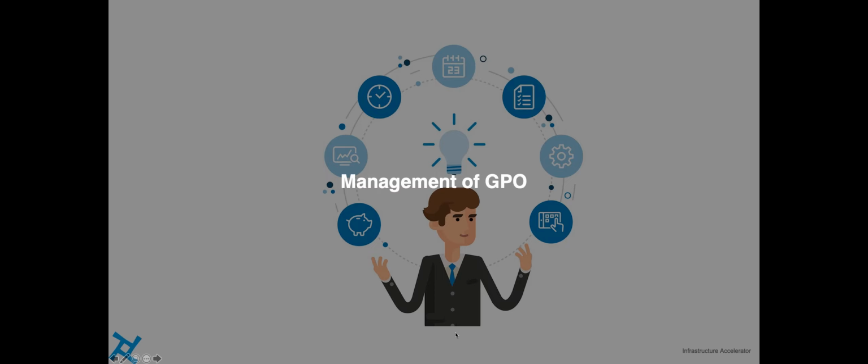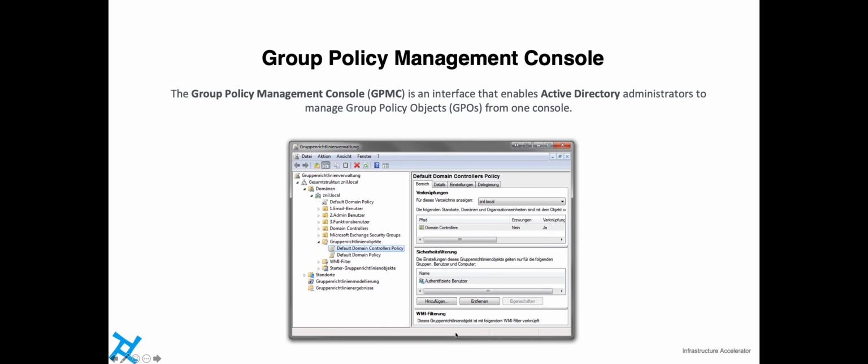Now I told you what a group policy object is, but how do you access a group policy object, or how do you manage a group policy object in Active Directory? Microsoft provides the Group Policy Management Console, which we usually refer to as the GPMC interface, that enables an Active Directory administrator to manage group policy objects from one console.